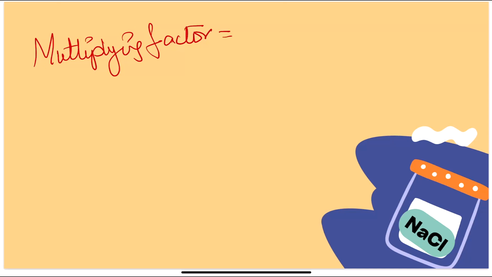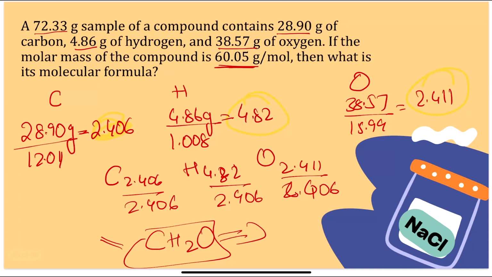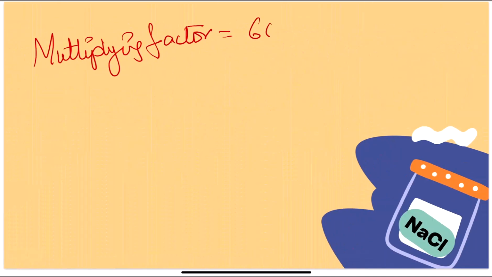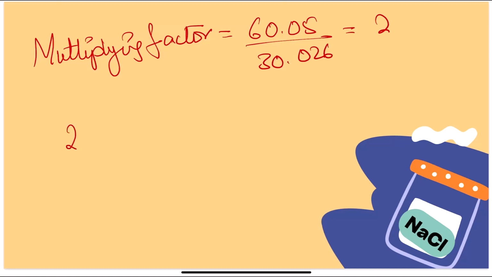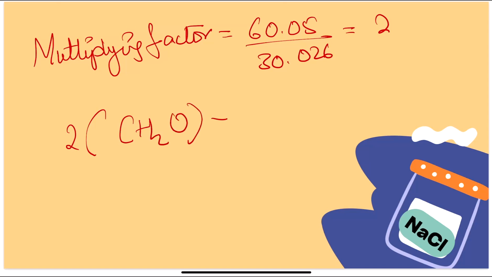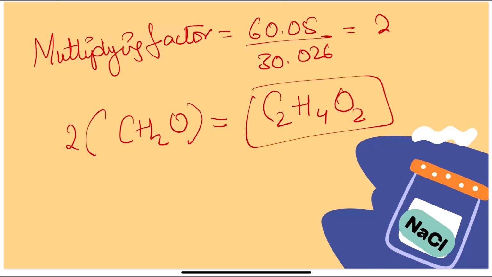So the multiplying factor is basically you divide your molecular formula mass by your empirical formula mass. So this thing that you found, CH2O, you need to find its molecular mass. That's going to come up to about 30.026 grams per mole. So what do you do? You divide your molecular formula mass, which is 60.05, by 30.026. That gives you 2. So when you multiply 2 by your empirical formula, which is CH2O, you end up with C2H4O2. And this is your final answer.